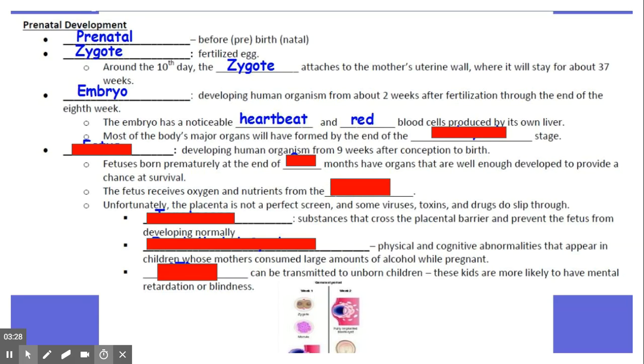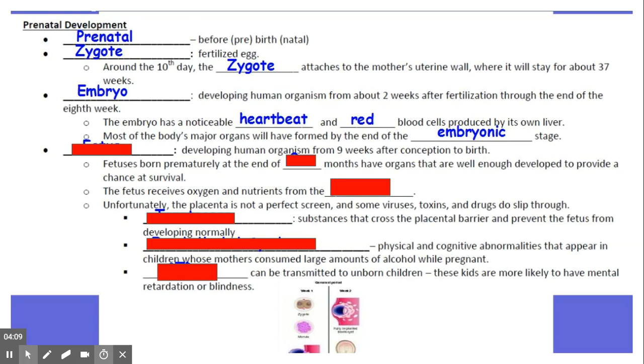When we talk about a noticeable heartbeat, typically a doctor will use something called a Doppler device, which is kind of like a microphone that they will take over the abdomen wall of a woman who is pregnant. What that will do is amplify the heartbeat. Sometimes around 8 weeks, that may be hard to distinguish, but by about the 10th, maybe 11th week after conception, typically that heartbeat is noticeable. Most of the body organs will have formed by the end of this embryonic stage.